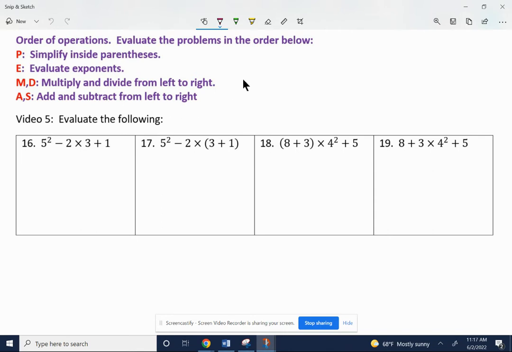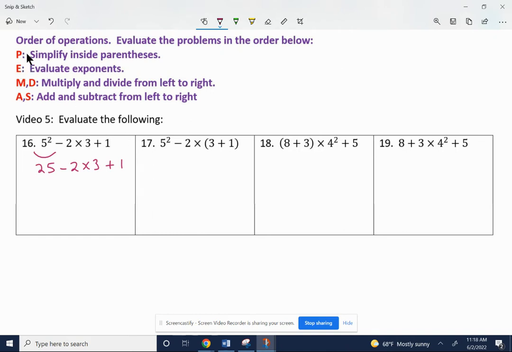The first problem, 5 to the second minus 2 times 3 plus 1. First thing I want to do is look for parentheses. There isn't any. The second thing I look for is exponents. We have that, 5 to the second. 5 to the second means 5 times 5, and 5 times 5 is 25. I'm going to bring down the rest of my problem. So I have 25 minus 2 times 3 plus 1.